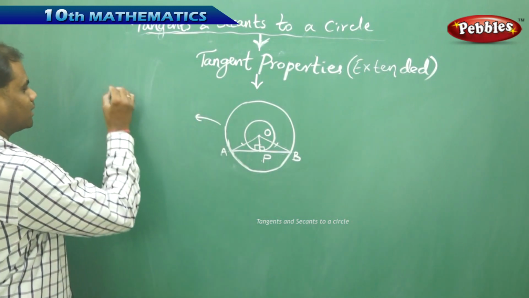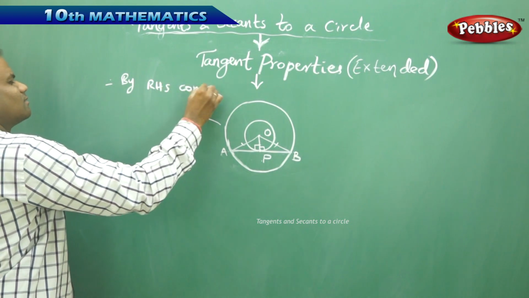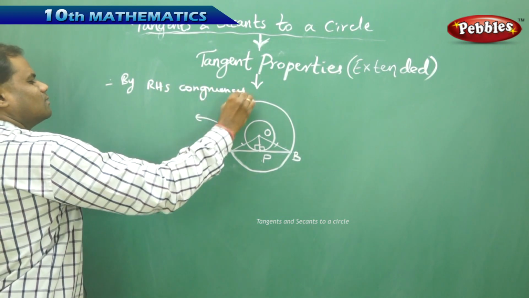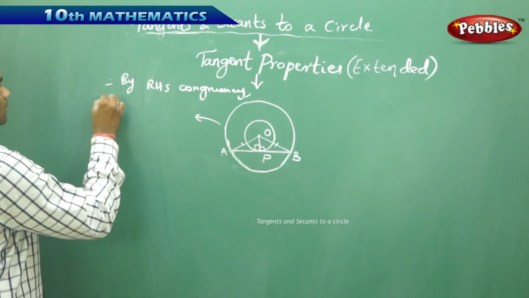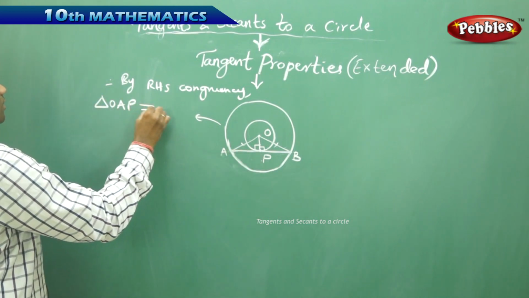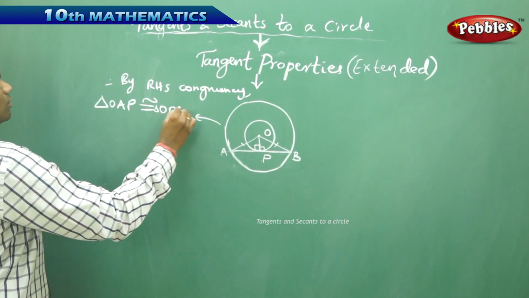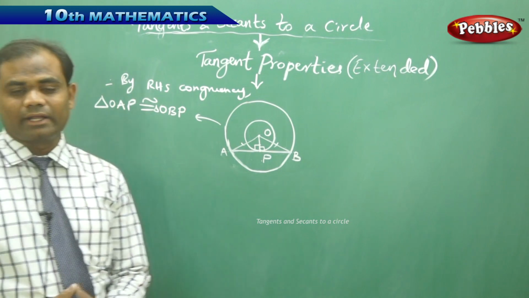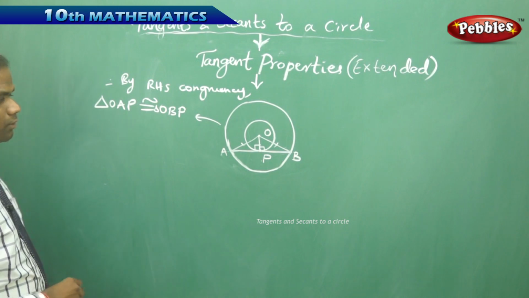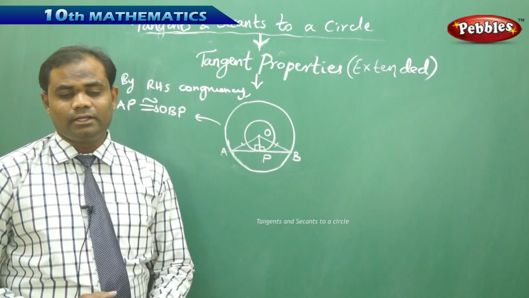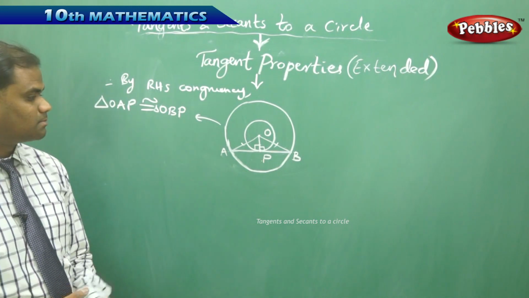Therefore, for these triangles, by RHS congruency, I can prove that triangle OAP is congruent to triangle OBP. Now, because the two triangles are congruent, they are equal in all respects, with angles and sides. Therefore, the sides must be equal.